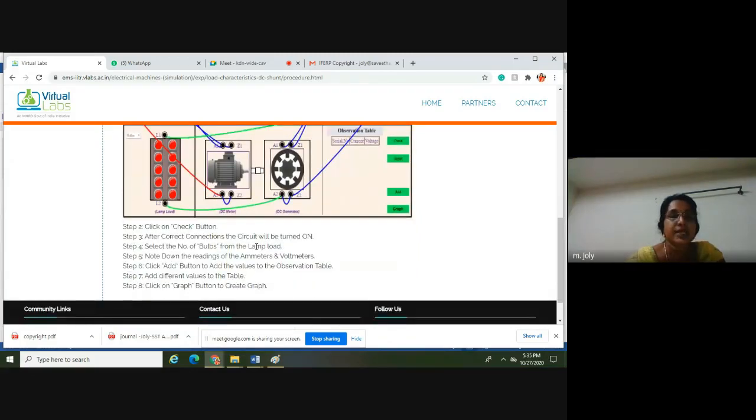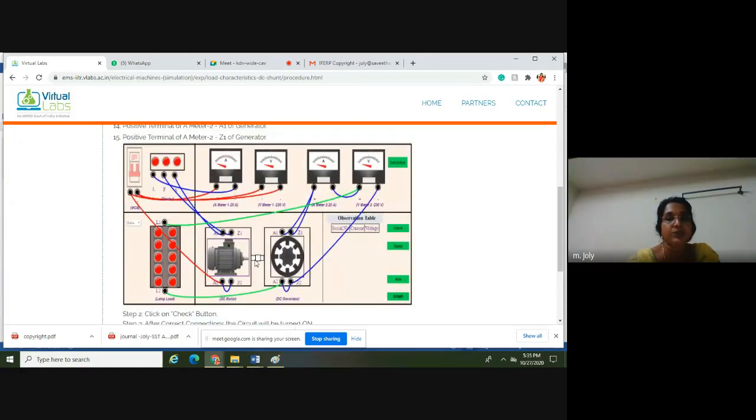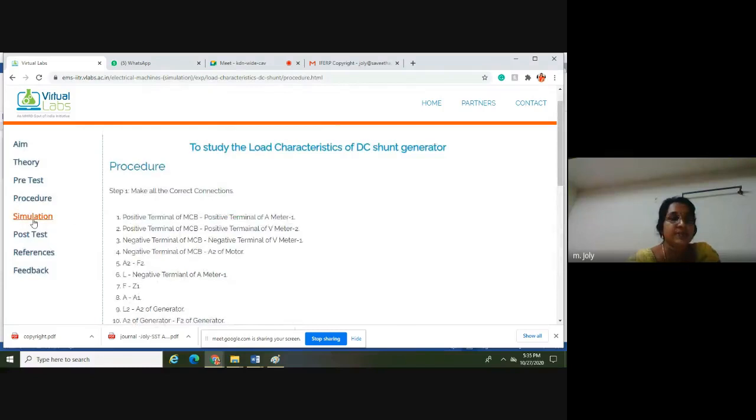So check the check button. Then it will be on. Then the number of bulbs you have to select. Then note down the ammeter reading and voltmeter reading, and add different values. Now we will be seeing the simulation. So shall we go to the simulation part?